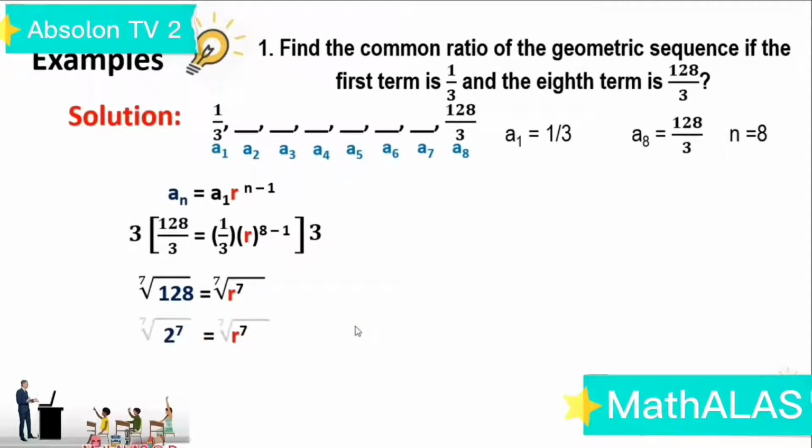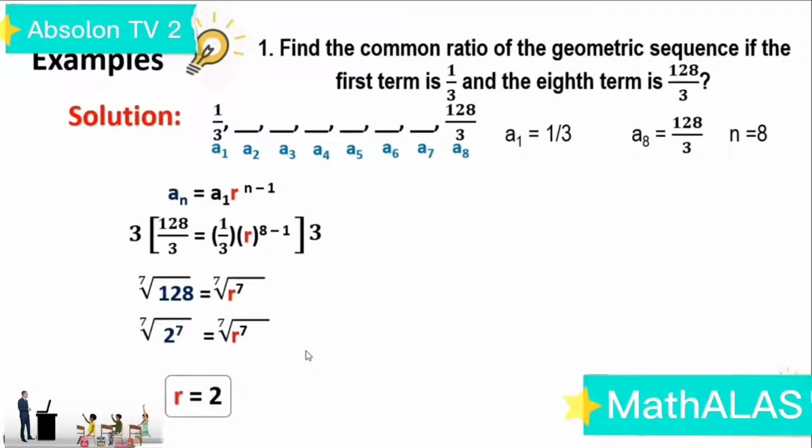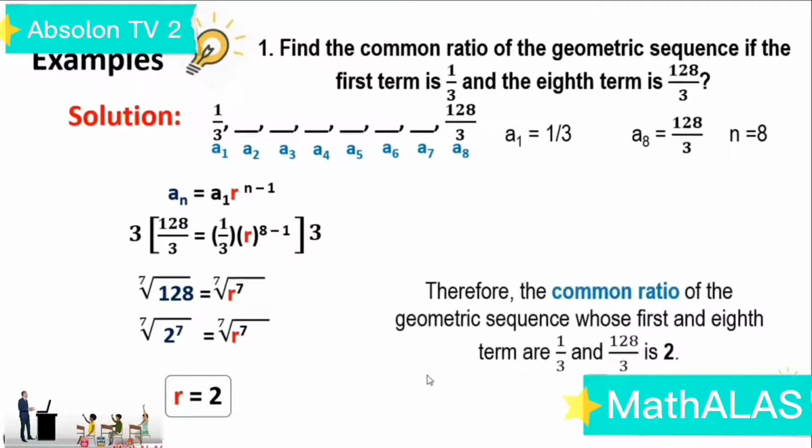So, if you get the 7th root of both sides of the equation, we have r equals 2, because the 7th root of 2 raised to 7 is 2. The 7s cancel, so you will have 2. The 7th root of r to the power of 7 is r. So, r is equal to 2. In this example, the common ratio of the geometric sequence whose first and 8th terms are 1/3 and 128 over 3 is 2.